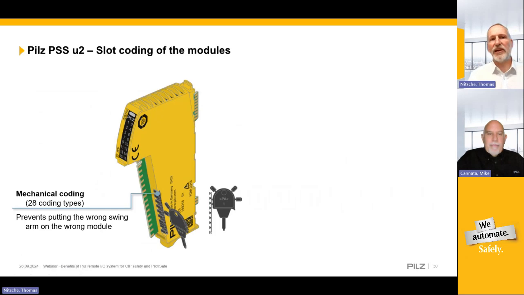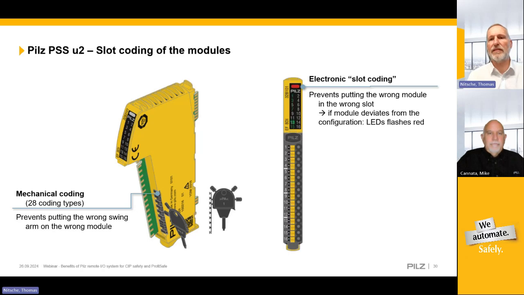Then you can code the slots. There are two ways of coding: a mechanical coding, where you have this kind of accessory. You can realize up to 28 different codings, which means you cannot put the wrong terminal on the wrong module. The other is electronic slot coding. Even if you did not do the mechanical coding, the system will recognize that you input the wrong module in terms of the configuration which you set.